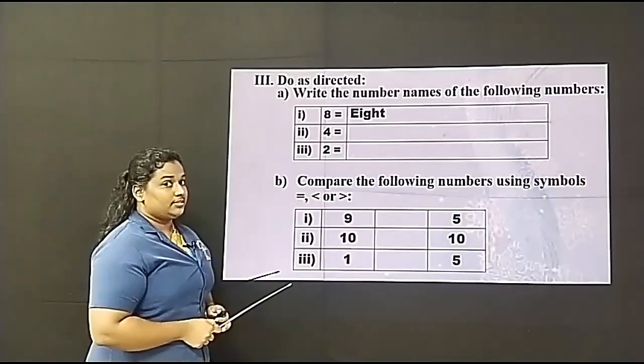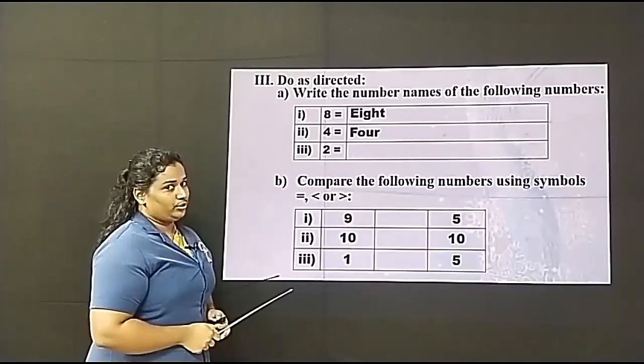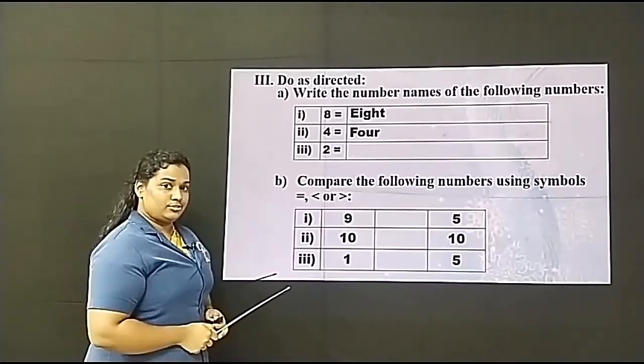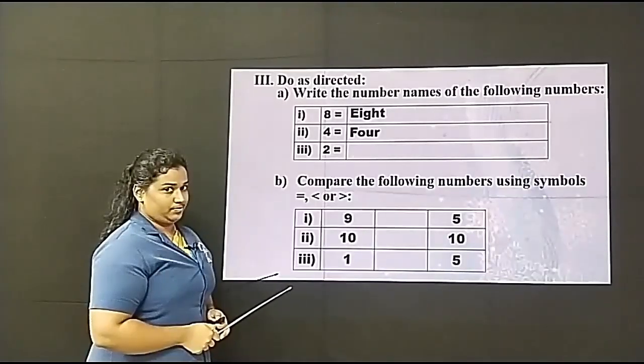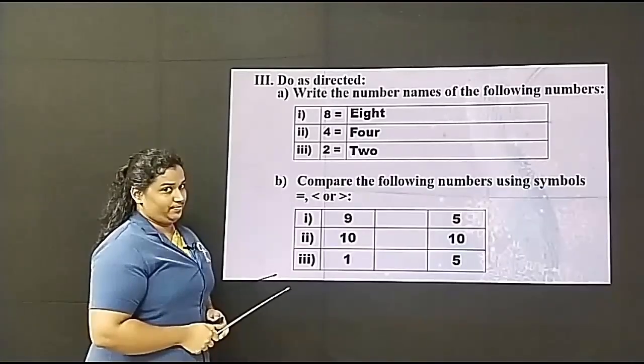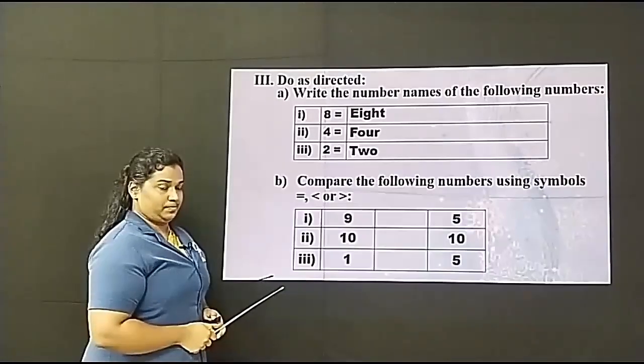The next question, 4. How do you write the number name of 4? Very good. FOUR. Now the last number, 2. Yes, TWO. Let's move to the next question, B.